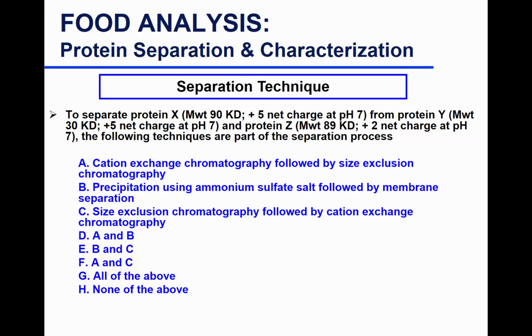Let's take a moment and look at this question. I have a mixture of proteins. I want to separate them. X has a 90 kilodalton molecular weight and plus 5 net charge. Y has a 30 kilodalton molecular weight and plus 5 net charge. So I have similar charges here, different molecular weight. And Z, I have similar molecular weight to X, 89 kilodalton, yet a different net charge. Which of the following can I use to separate those three proteins?